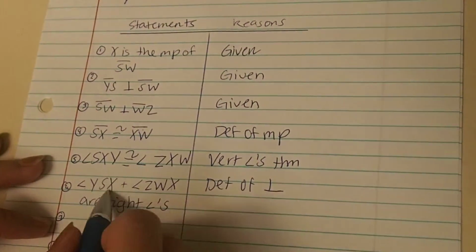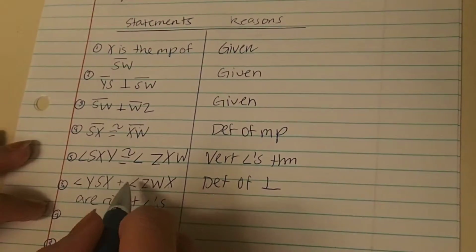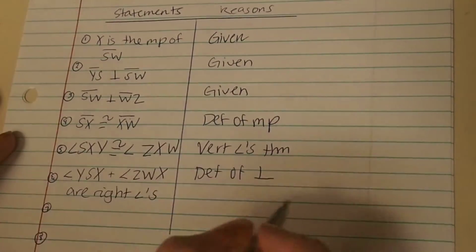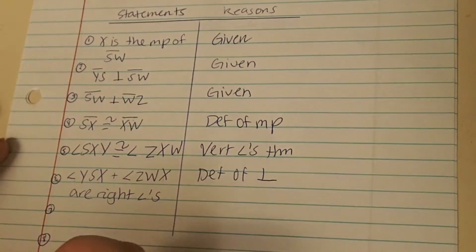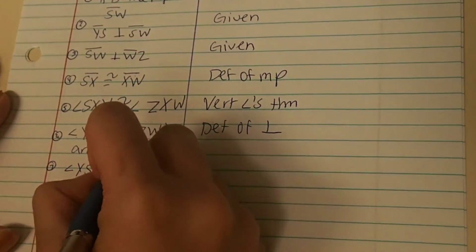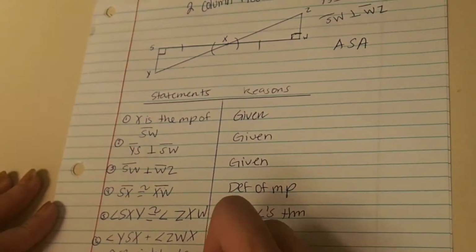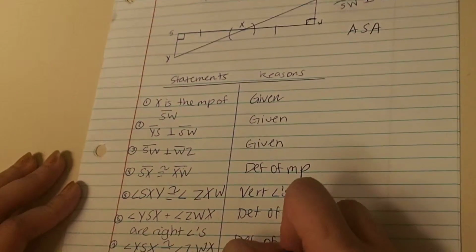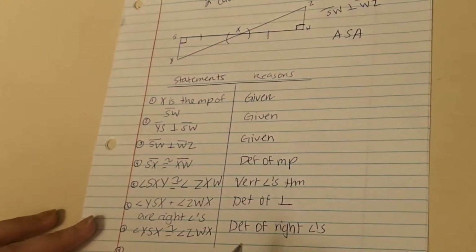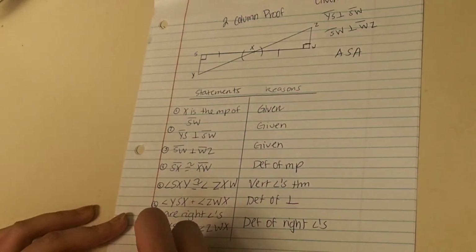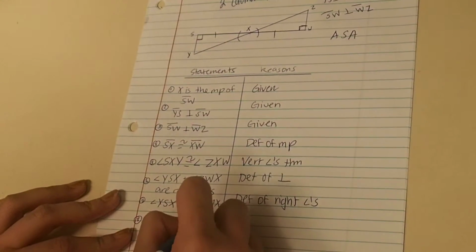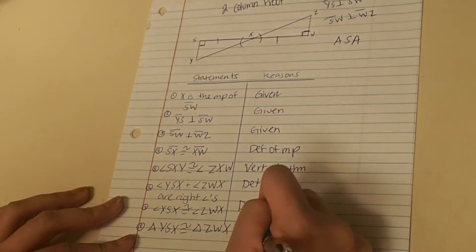And because angle YSX and angle ZWX are right angles, then that means that they are congruent by definition of right angles. So angle YSX is congruent to angle ZWX by definition of right angles. And the definition of right angles is all right angles are congruent to each other. And the very last step is triangle YSX is congruent to triangle ZWX by angle side angle.